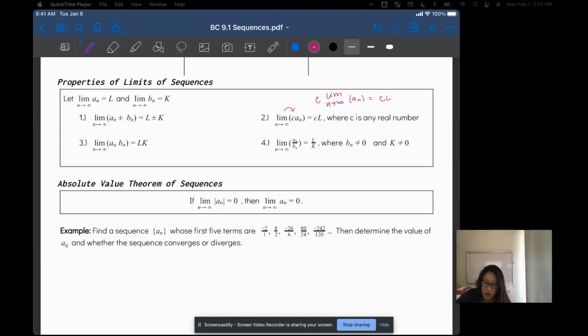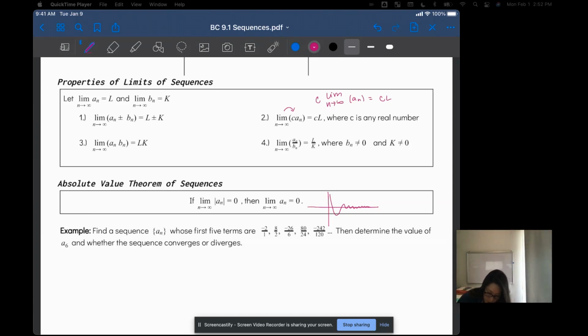Okay, so there's one more rule about sequences that says if the limit as n approaches infinity of the absolute value of a sub n is equal to zero, then the limit of the sequence is also equal to zero. So this is like if we have a function that is oscillating, but it's getting close to zero, then yes, it's oscillating, it's switching back and forth, but we can see that that switching back and forth is getting closer and closer to zero, okay?